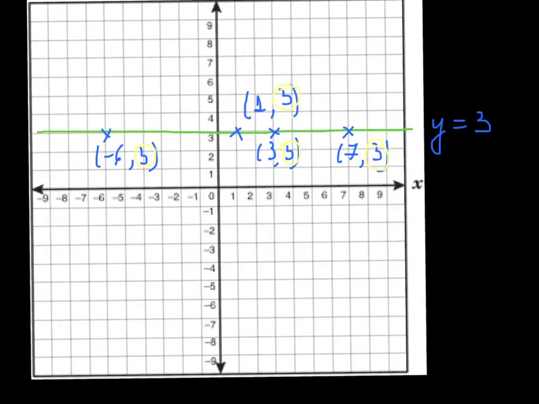Every point has two coordinates. First is called x, and second is called y. So for all these points, y equals 3. Let's take another line. For this line, if you take some points, you will see that for all the points, y equals -4. So this is the equation of this line.